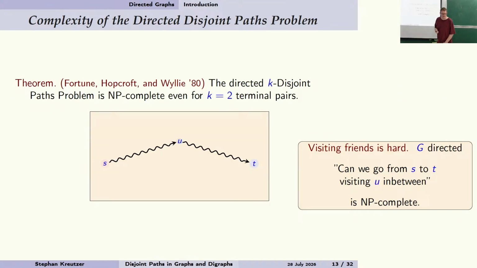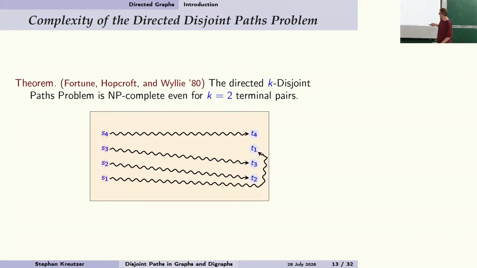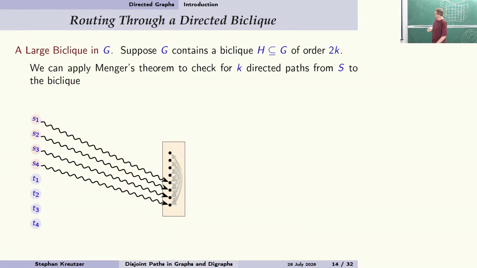And I'll need this in a moment. The reduction is very simple for this part. You just add an edge from T1 to S2 and delete all the other edges, and then the only way of getting from here to here is basically by having two disjoint paths. Okay, good.